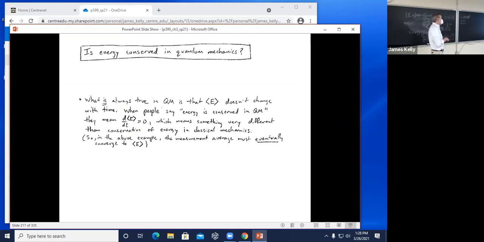Okay, so yes, people say it's conserved, but it means something different. This is what it means in quantum mechanics, that the rate of change of the expectation value of energy is 0. And in fact, the rate of change of the magnitude squared of each of the coefficients in front of the definite energy states don't change with time either.